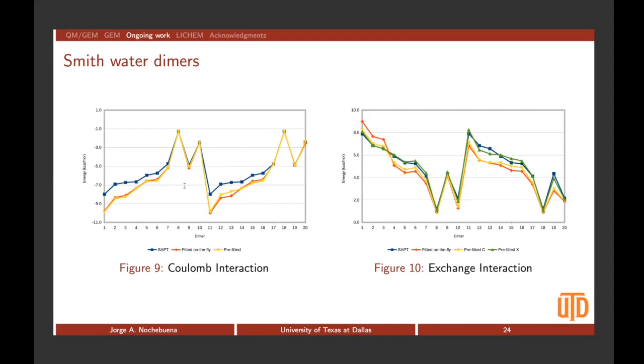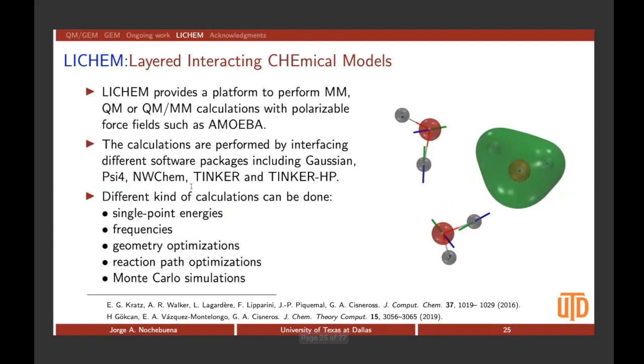Surprisingly, the Coulomb term, the Coulomb energy, shows slightly more negative results for the dimers with more attractive energies. We think one possibility is because QMGEM uses its own set of coefficients. We have all of the ingredients to calculate QM/MM simulations. So the next step is to use LICHEM to implement these separate contributions.